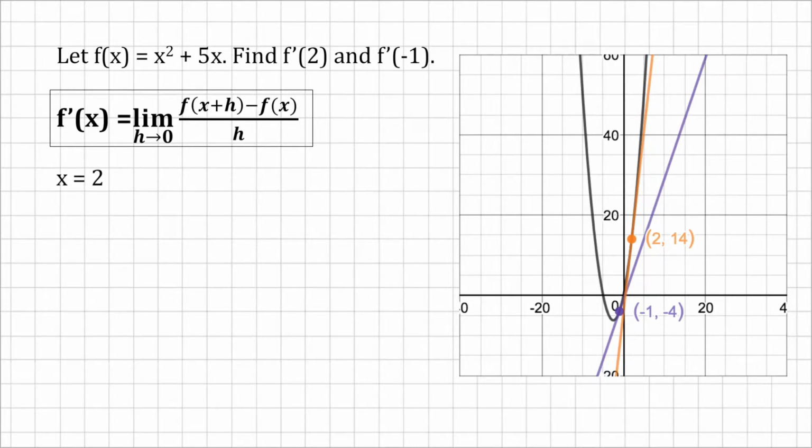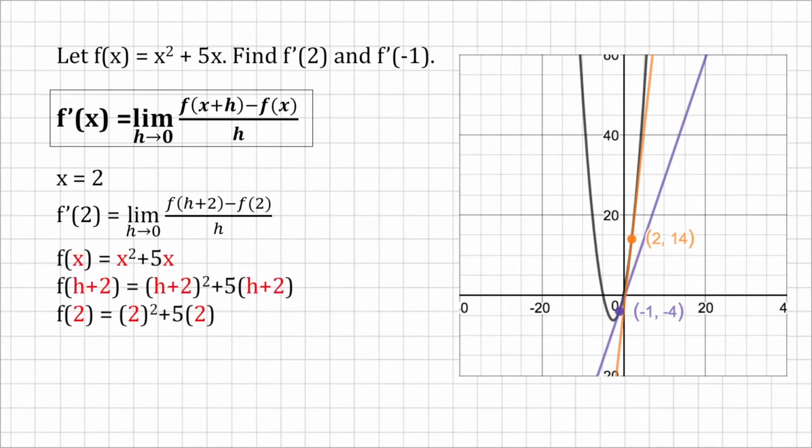Plugging in the 2 to the derivative function, we have f prime 2 is equal to the limit of f of h plus 2 minus f of 2 all over h as h approaches 0. This simply means the value of the function when x is h plus 2 and when x is 2. So in the same way, we plug in h plus 2 and 2 to f of x, the original function. Now, we have this expression.